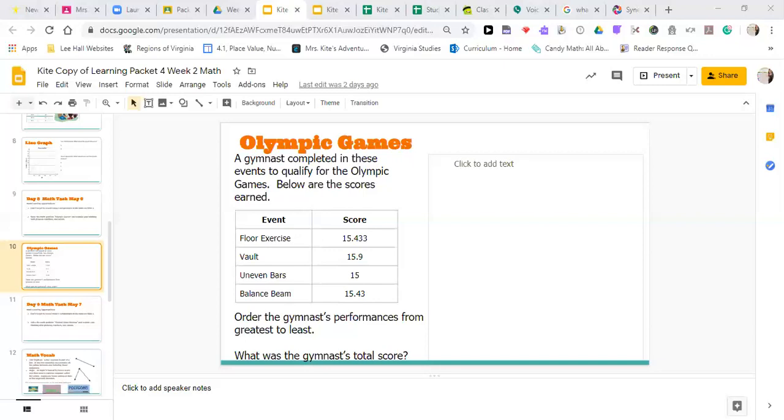So let me record that real quick. 15. All right, and 9/10. And our next number is 15. And then our number after that is 15 and 43 hundredths. So here's our 1 in our tens place, our 5 in our ones place, our 4 in our tenths place, and our 3 goes in our hundredths place.